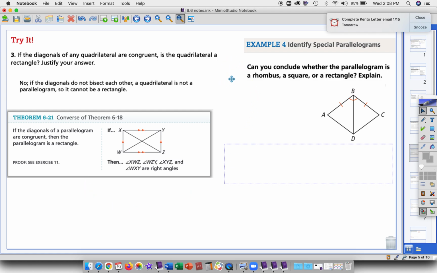In example 4, can we conclude whether the parallelogram is a rhombus, a square, or a rectangle? So pause the video, look at the diagram, see what you think, and then come back when you've made a decision.